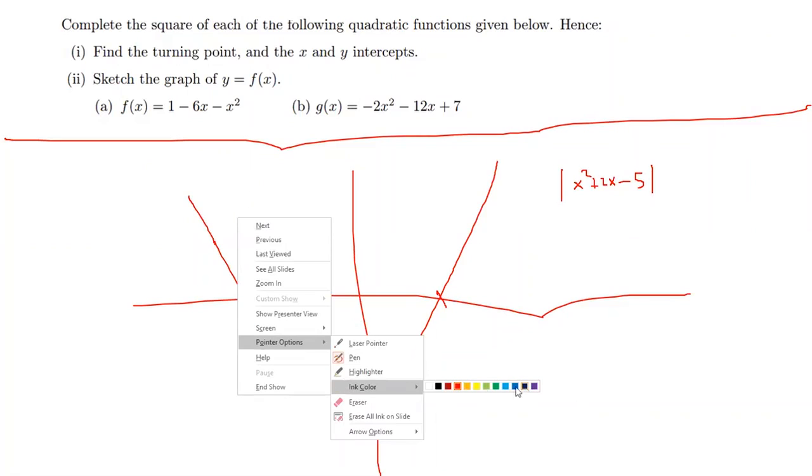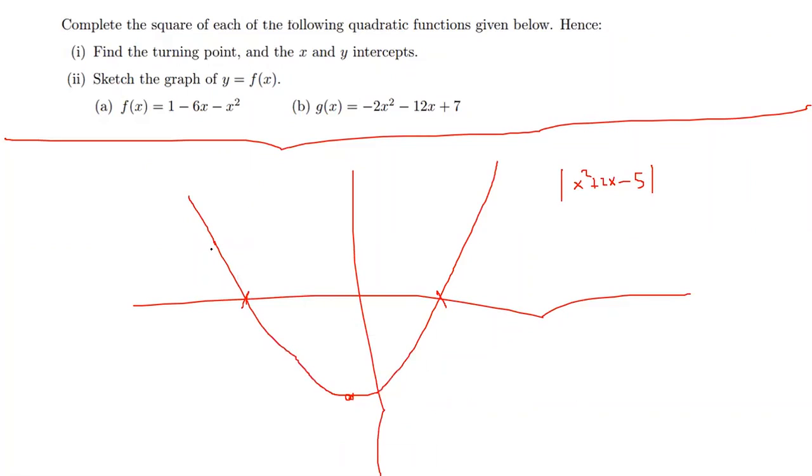Let me use maybe black. Okay. So if it was supposed to come out like this, the way it came out, it's going to be like that. But instead of going to the negative, since the absolute value symbol implies that the probability of us getting a negative number after solving this is 0, meaning we will not have any negative answers or any negative region after sketching the graph.